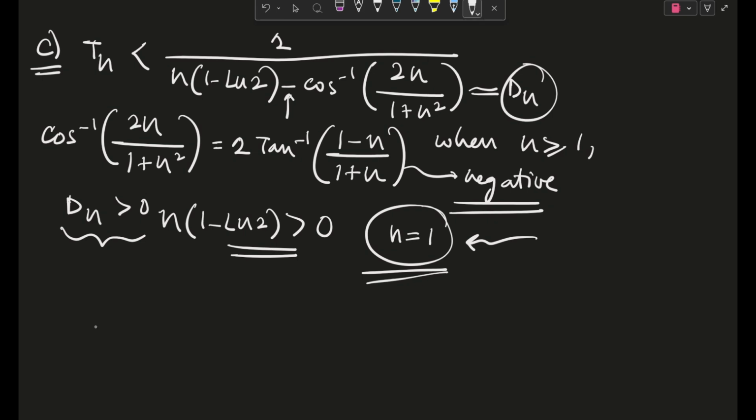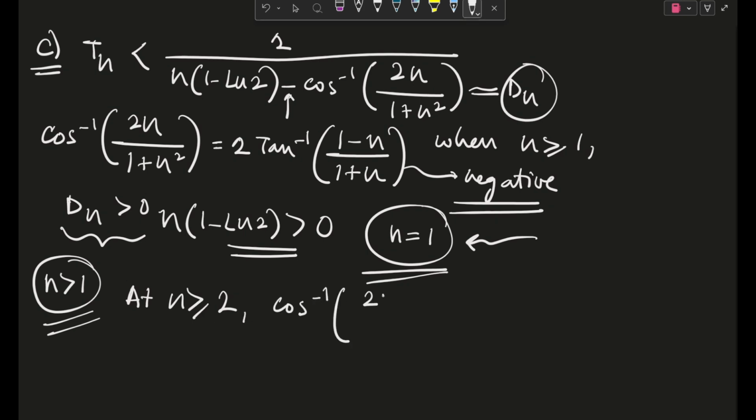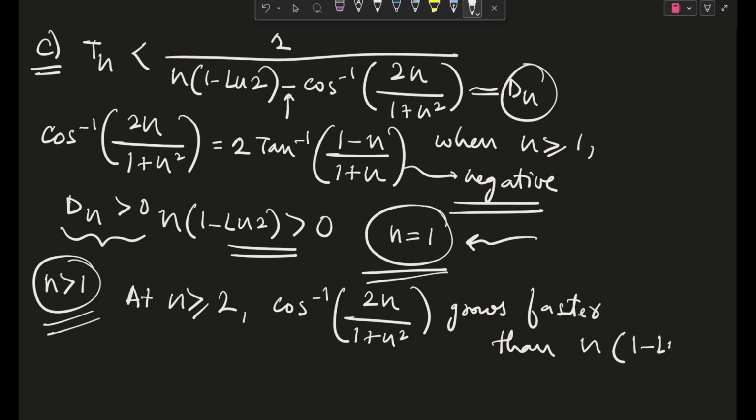It's not correct. If you see anything which is n greater than 1, you will see that this inequality is not getting satisfied. I mean Tn less than this thing will never get satisfied. I hope you understand. So at n greater than or equal to 2, I can write n greater than 1 as n greater than or equal to 2. I'm writing the reason. Cos inverse 2n whole divided by 1 plus n square grows faster than your n times 1 minus ln 2.